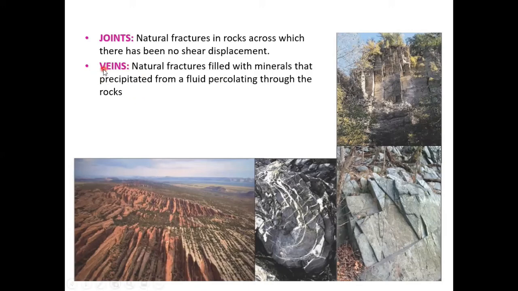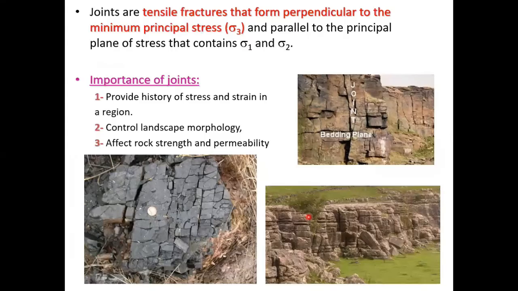And orientation of veins is also another thing to measure in the field. If you have lots of veins in parallel alignment, that's another type of measurement you should collect and investigate, because like I said, veins will form as natural fractures filled by secondary minerals. So joints are tensile fractures that form perpendicular to the minimum principal stress.